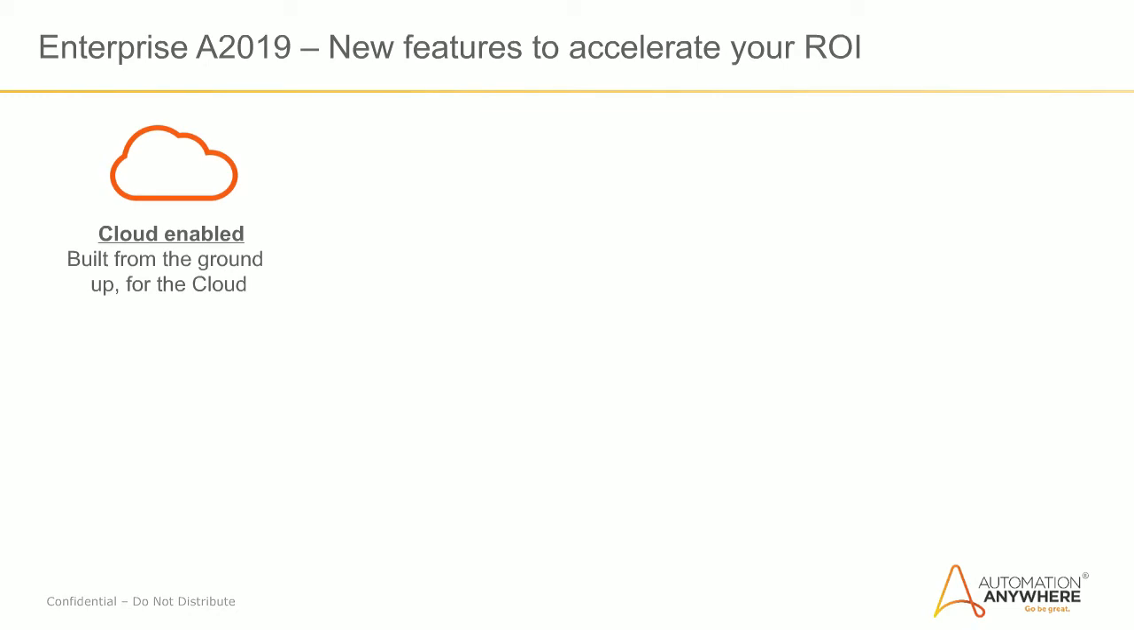So the first key piece, I'm not going to touch on this too much because there's a slide after this that goes into more detail on what actually benefits you can have from the cloud-enabled or cloud-deployed platform. But the key thing is that with Enterprise A2019, the product has been built from the ground up for the cloud. So we will go into that in some more detail, but that gives us some huge areas of benefits around development of bots and the speed at which you can develop bots.